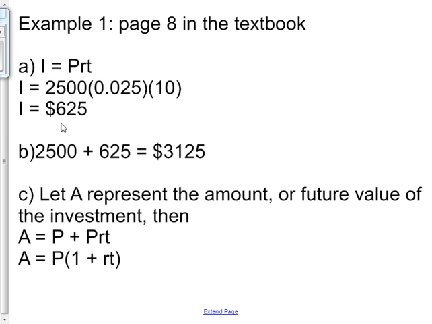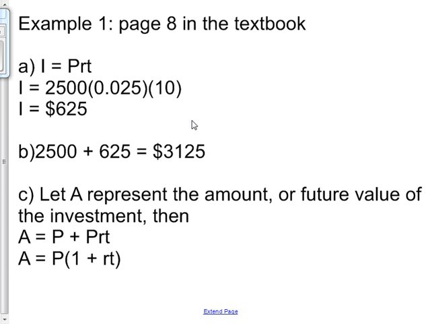B says, what is the future value of the investment at maturity? The future value is the amount A that an investment will be worth after a specified period of time. So we take our principal, we add the amount of interest we earn to it, and we get the future value is equal to $3,125.